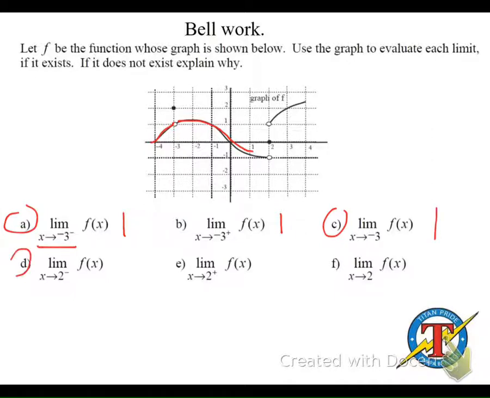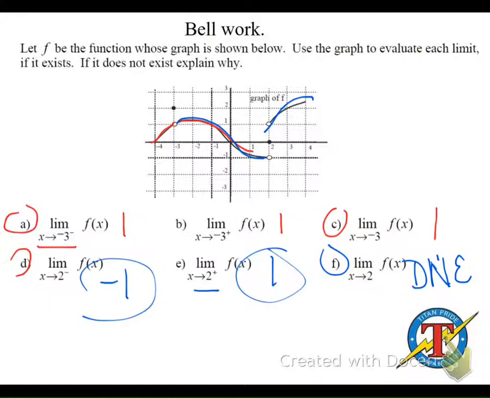Part D, the limit as x approaches 2 from the left would be -1. Remember, limit is a height you're approaching. The limit as x approaches 2 from the right would be +1. And therefore, the limit as x approaches 2 does not exist since the left and right-hand limits are not equal.